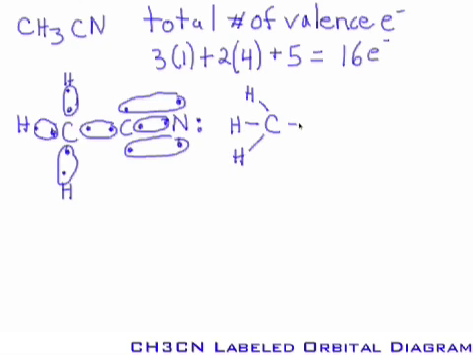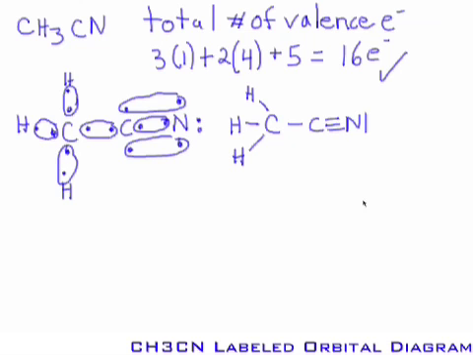And always double check your Lewis structure to make sure you've got the right number of valence electrons. There we go: 2, 4, 6, 8, 10, 12, 14, 16. Check. We have 16 valence electrons. If I was doing a full Lewis structure and I was asked to calculate formal charge, I could now check the formal charge of every atom.